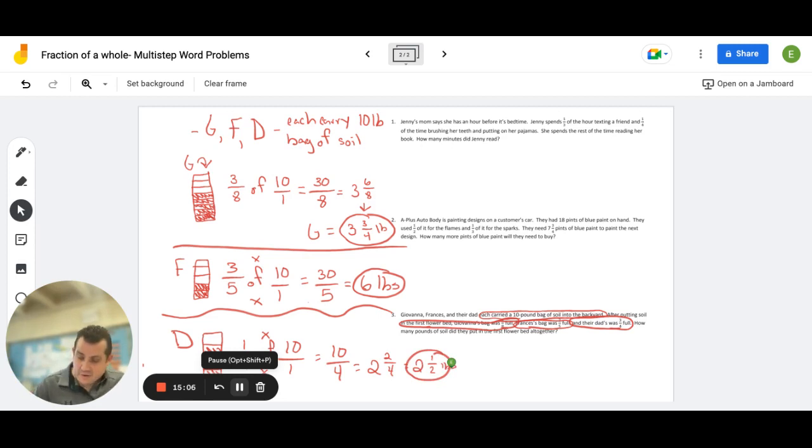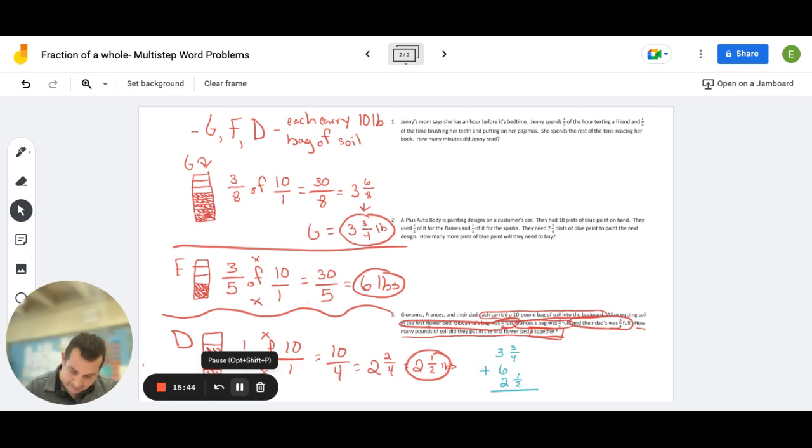So now we have how much dirt each of them used. But are we done? Not yet, because it wants to know how many pounds of soil did they put in the flower bed, and I put a box around all together. Okay, I'm going to squeeze it down here in the bottom right. So I have to add, let's change color so we could see this, my 3 3/4 plus 6 plus 2 1/2. Okay, I'm going to add that up.